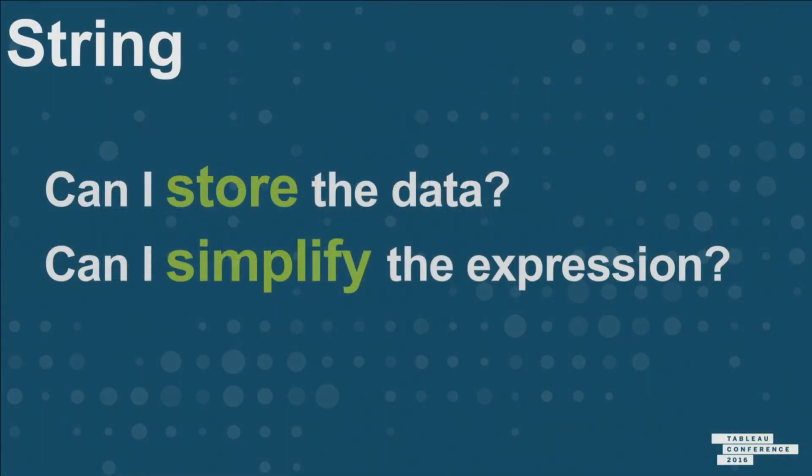So in general, with string calculations, you just want to ask yourself, can I store the data? Does it make sense to do it after the data has been brought in? Or is that something I really should materialize on the back end? And then finally, can I simplify the expression? Can I front load the logic? Or are there two returns and I don't need that, I can just do a Boolean return, in order to ensure that if I am using string calculations, I'm doing it in the most efficient way possible.